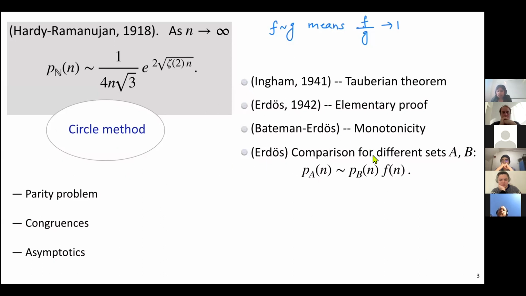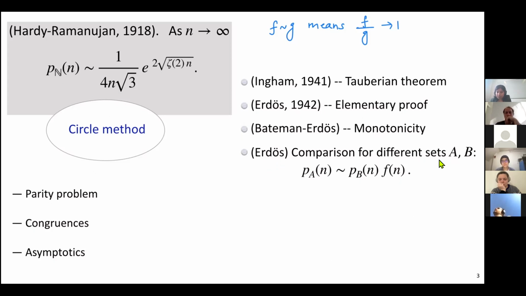Bateman and Erdős actually proved this monotonicity for any set A and the number of partitions from that set A, as long as your set satisfies certain conditions. And one of them was that the GCD of your set A is 1, in the sense that all elements of your set A have greatest common divisor equal to 1.